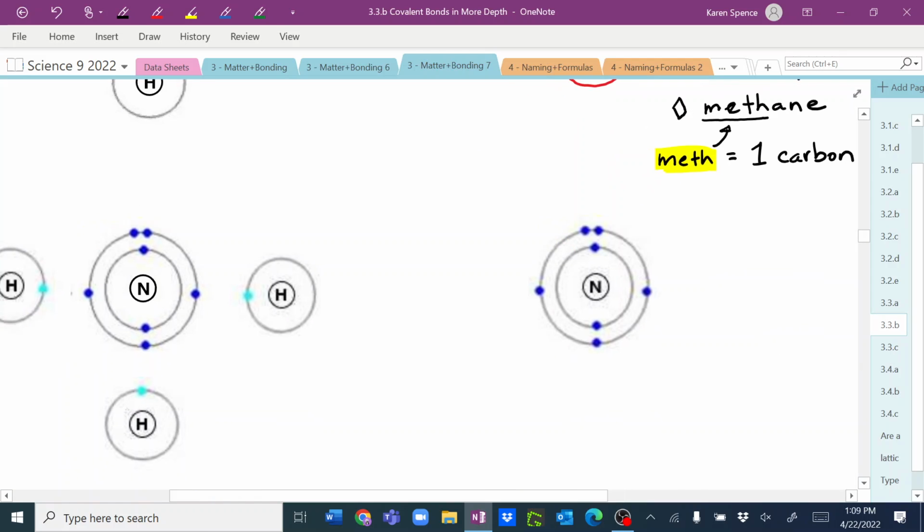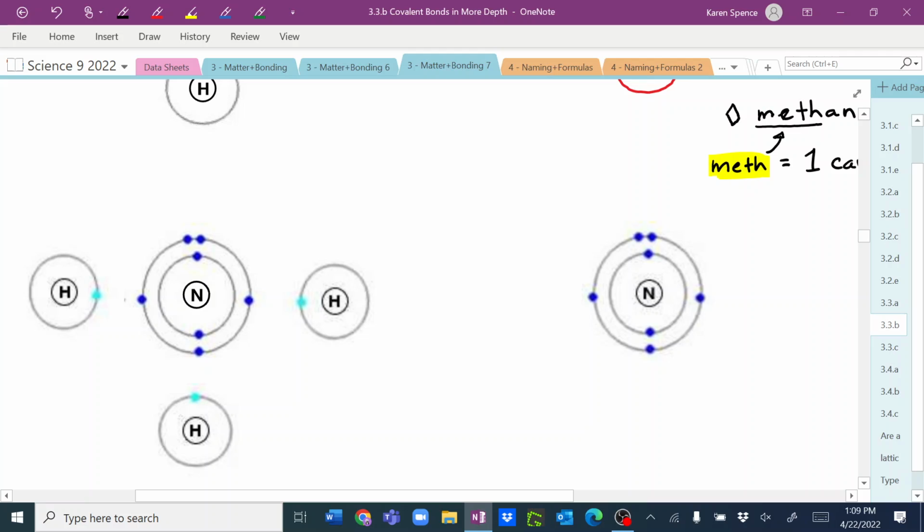Now we have nitrogen. Nitrogen is in group 15. How many valence electrons if it's in group 15? 5. Okay, so how many holes does it have? 3 holes. 1, 2, 3. So how many bonds will nitrogen form? 3 bonds. 3 holes. Okay, so over here we go.